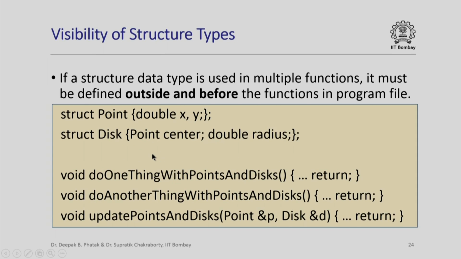On the other hand, if a structured data type is going to be used in multiple functions, it must be defined outside the body of those functions and before those functions appear in the program file. So here there are three different functions which are doing something with points and disks. The third function is actually taking in two parameters of types point and disk respectively. So therefore, the definitions of structure point and structure disk must appear outside the bodies of these functions and before these functions are defined in the program file, as is shown here.